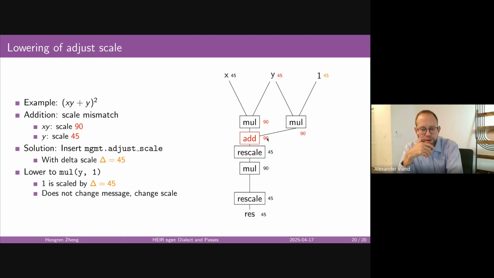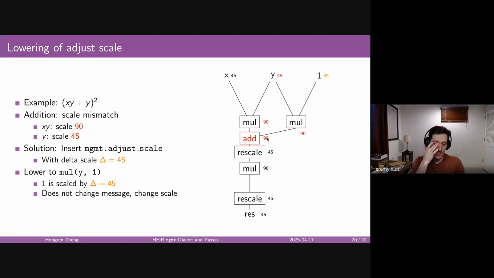I have one question about the adjust scale lowering, right? Because you say we should lower this to a multiplication by 1. How are we certain that isn't going to disappear? Because multiplying by 1 seems like a thing that we would optimize away in lots of places. Because 1 is encoded as a plaintext, right? So it's not static.